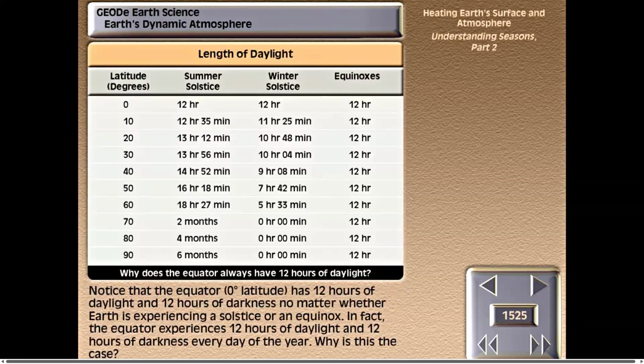Notice that the equator has 12 hours of daylight and 12 hours of darkness, no matter whether the Earth is experiencing a solstice or an equinox. In fact, the equator experiences 12 hours of daylight and 12 hours of darkness every day of the year. Why is this the case?